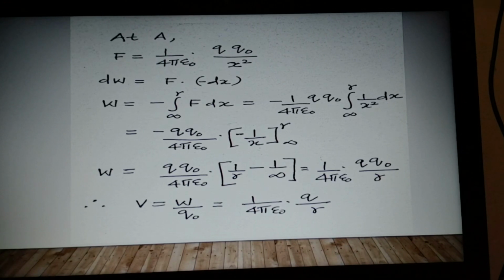Is it clear? So 1 by infinity is 0. So W will become 1 by 4 pi epsilon 0 q q0 divided by r. W is equal to 1 by 4 pi epsilon 0 q q0 divided by r. What is this? This is the work required to bring q0 amount of charge from infinity to r.